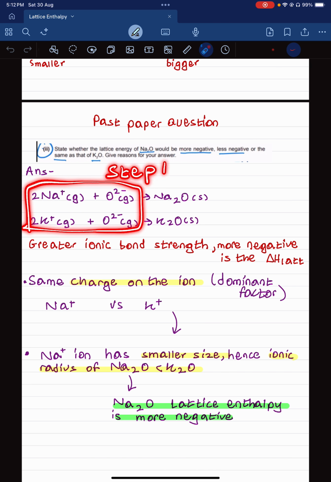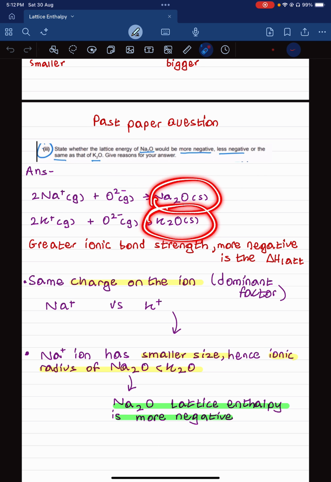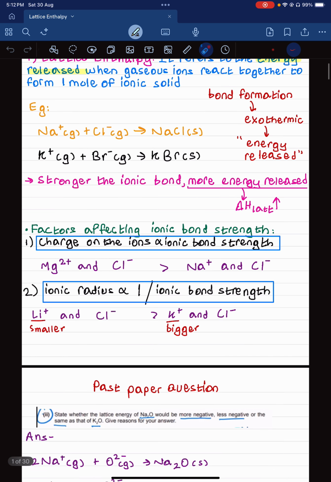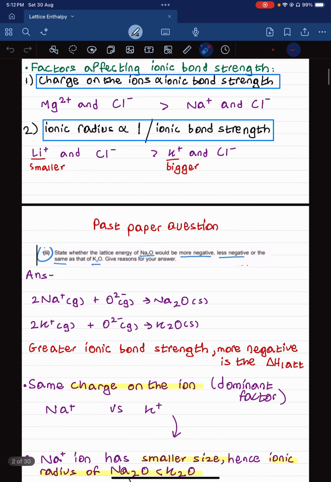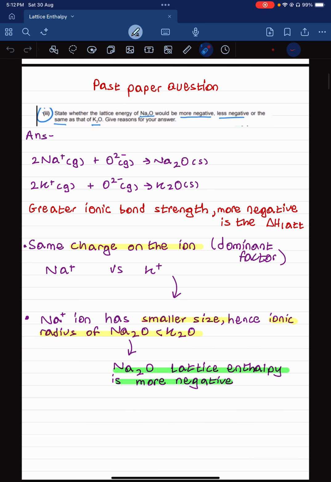We have now listed the ions. Step one is complete. Let's look at step two. Which one of these, sodium oxide or potassium oxide, has a stronger ionic bond? Well, what factor should we look at when we are looking for a stronger ionic bond or a weaker ionic bond? Two factors, because these are the only two factors which affect the ionic bond's strength. What is that? The charge on the ions and the ionic radius. So, in both cases, the oxide ion is the same, and now we are only left to choose between the sodium ion and the potassium ion. Again, both of them have the same charge.